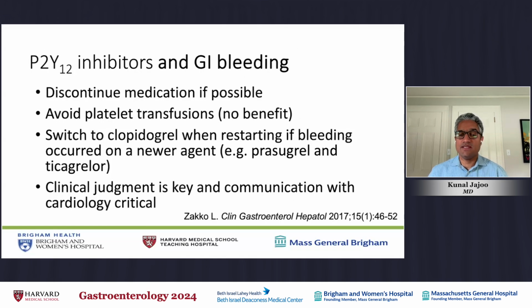How about when we're talking about not the elective situation, but the patients come in with GI bleeding and are on these medications? Ideally, discontinue the P2Y12 inhibitors if possible, but we should be avoiding platelet transfusions. There has been no demonstrated benefit to provide platelet transfusions for these patients. If the bleeding occurred on one of the third generation newer agents, such as prasugrel or ticagrelor, could consider switching the patient to clopidogrel when you're ready to restart them. Of course, potentially with a conversation with their cardiologist. And of course, clinical judgment is key, and that communication with cardiology is key.